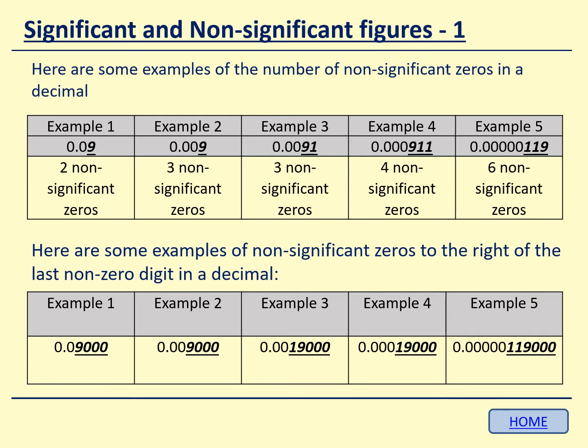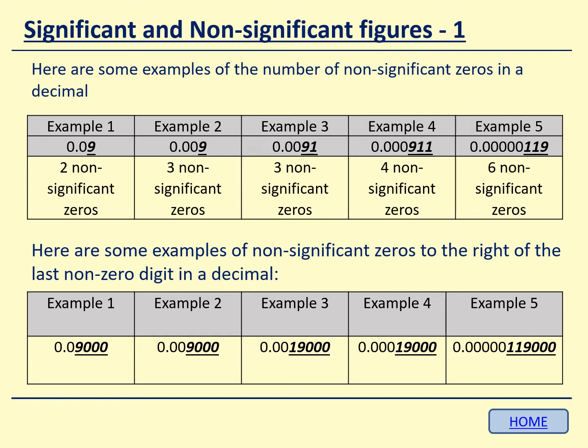Here are some examples of significant and non-significant figures. So this one is mixing them up. Look at example 1. 0.09 has got 2 non-significant zeros. So if I was to round that to one significant figure, I would ignore those 2 zeros and I would put 0.09. We can't include those. Example 2, 0.009 has got 3 non-significant zeros. And it goes on.